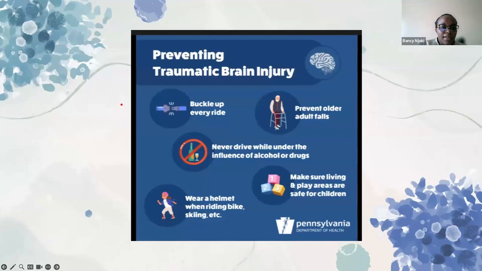So to end, we can all prevent traumatic brain injury among ourselves and among our patients by some of these basic things, like wearing a helmet when you're riding a motorcycle or a bike, or even in children when they're riding their bikes or skating. You buckle up when you're in a car. Don't do drugs while you're driving or using heavy machinery. You also assist our elderly population to prevent falls. And for children, we ensure they live and play in safe areas, of course, with guardians as well.